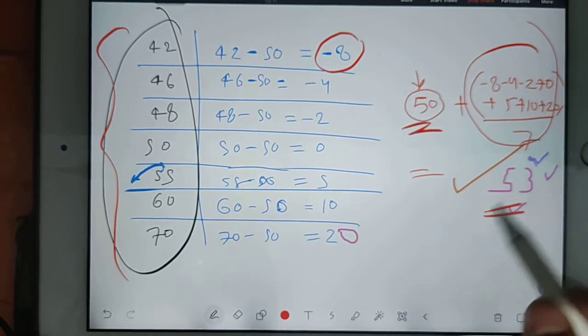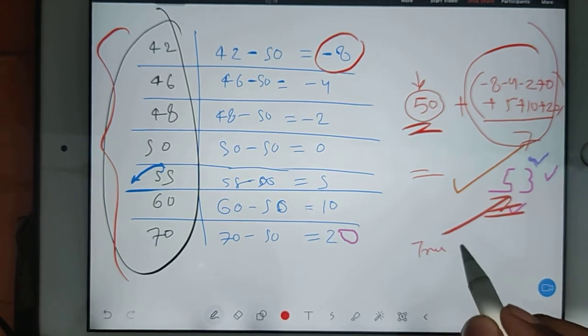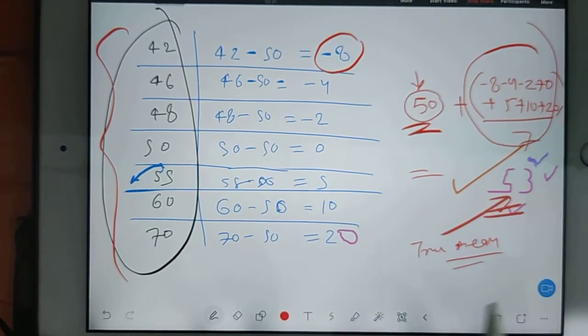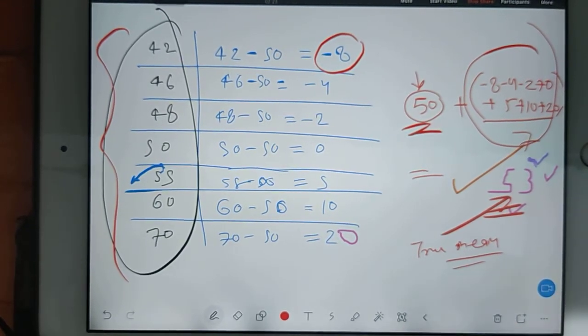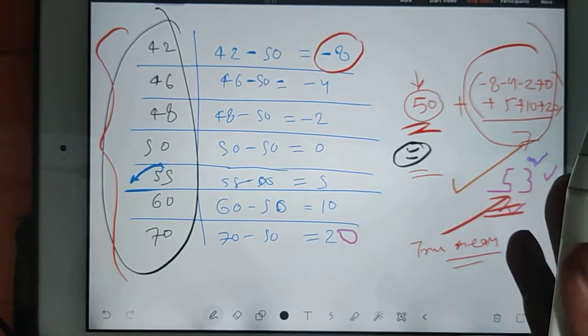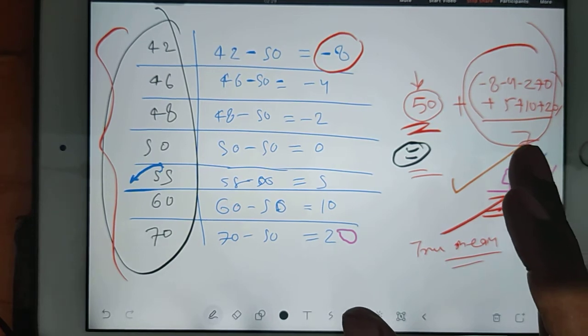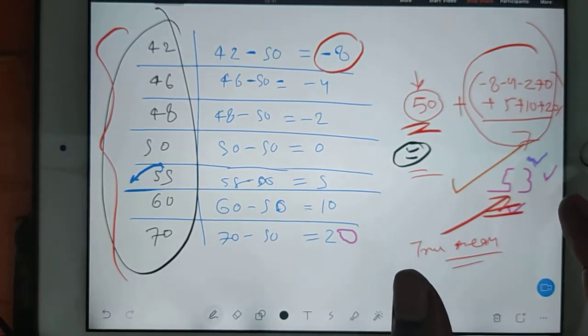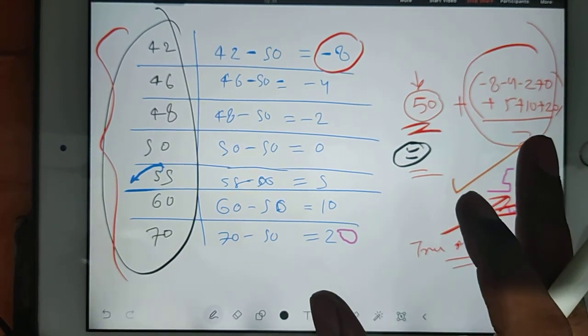So right now, the mean you have got, 53, is known as the true mean. It is not the assumed mean. This kind of trick we used to apply when we learned applied physics. But right now, no need to go into that detail. Otherwise, maturity will come in this topic. We don't want that.